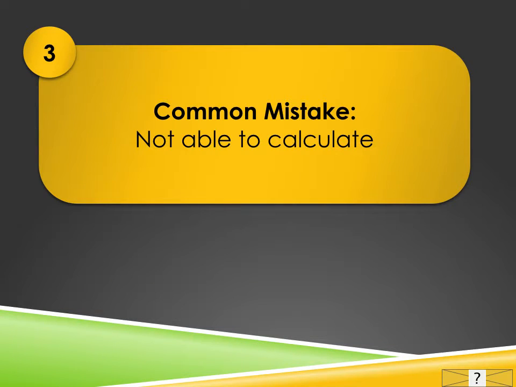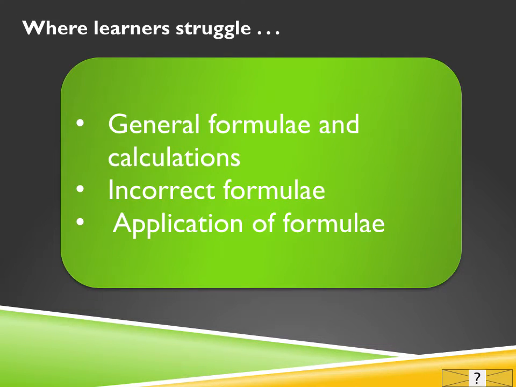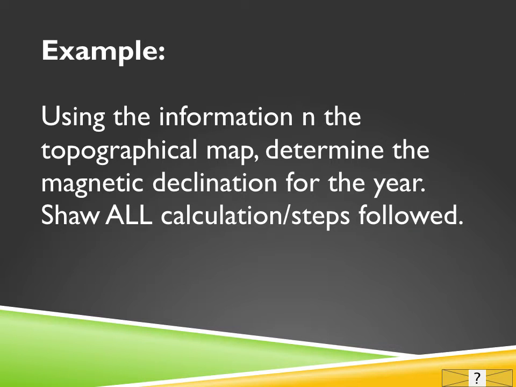The third common mistake is that learners aren't able to calculate, and this often goes through many subjects. Often learners aren't familiar with general formulae and calculations, and they're not able to apply the correct formulae or apply the learned formulae in the actual question. Now here's one example. In this particular example, learners were not able to calculate the magnetic declination. They were either not familiar with the formula or couldn't select the correct information to insert into the formula. And this happens often in the exam papers.